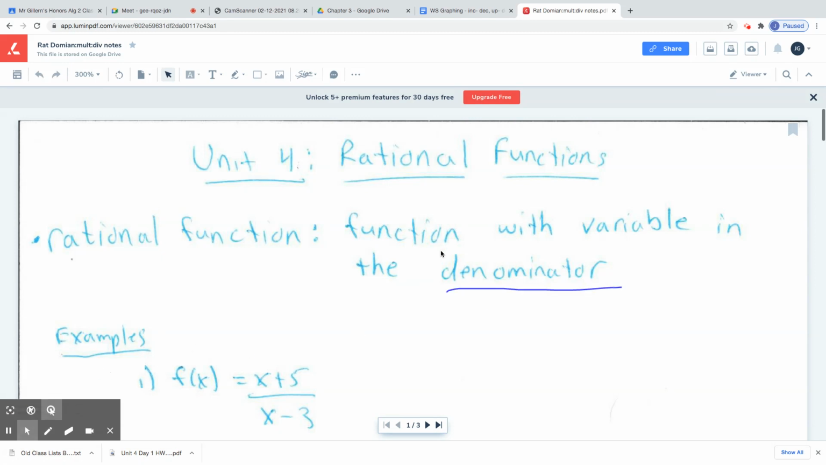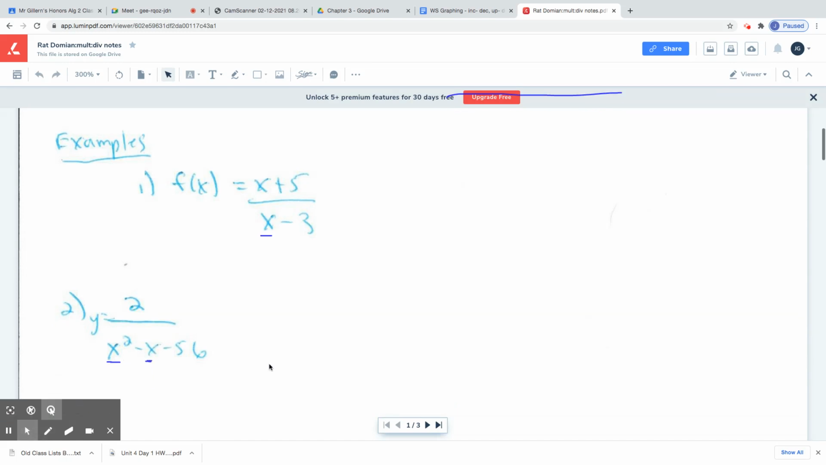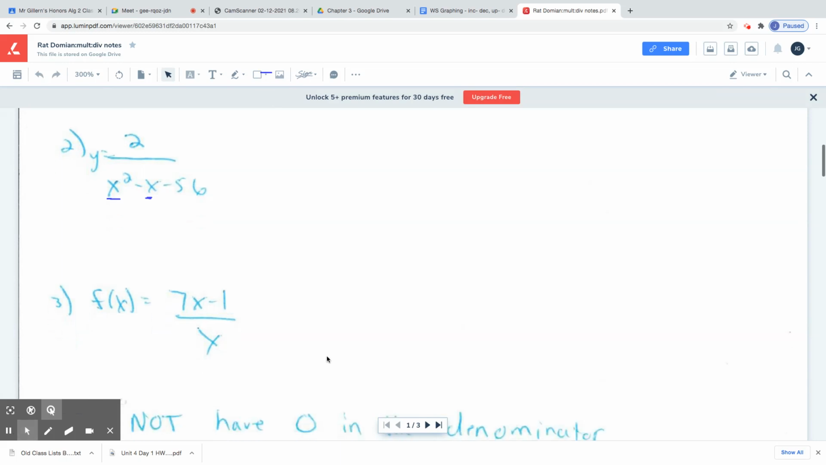For examples of that, take x plus 5 over x minus 3. It's a rational function because of the x in the denominator, not because of the x up top. It doesn't have to be an x up top. For example, number 2 has y equals 2 over x squared minus x minus 5x. There could be more than one variable in the denominator. It doesn't have to be just one. It could just be x. All of these are examples of rational functions.